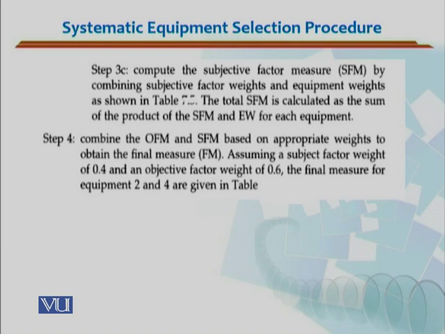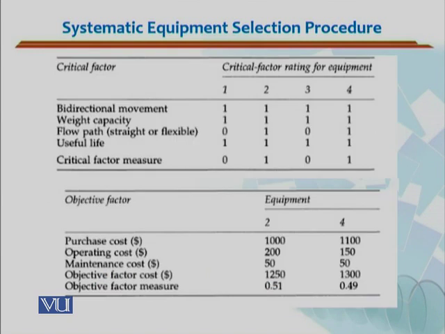Assuming a subjective factor weight of 0.4 and an objective factor weight of 0.6, the final measure for equipment 2 and 4 is shown. There are some sample calculations that I will show in the table for the example.